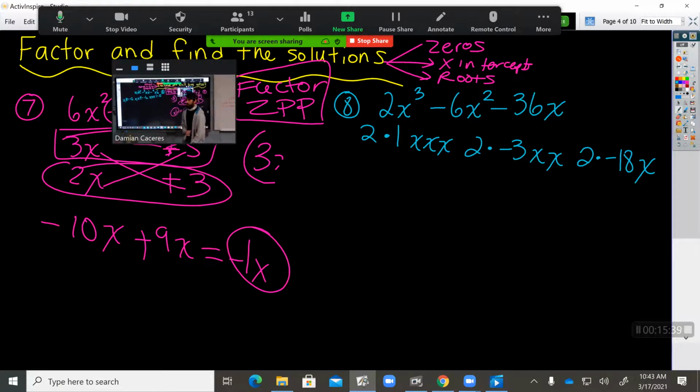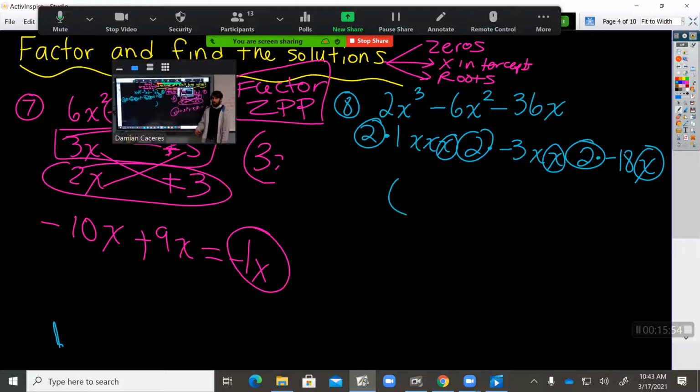Now, circle what they have in common. They all have a 2, and they all have 1x. Do they have anything else in common? No. So you open your parentheses. Whatever you circled goes outside of the parentheses because you factored it out. So we have 2x on the outside. Now, to figure out what's left inside, you can divide or just look at this process here. Whatever you didn't circle is still in there.